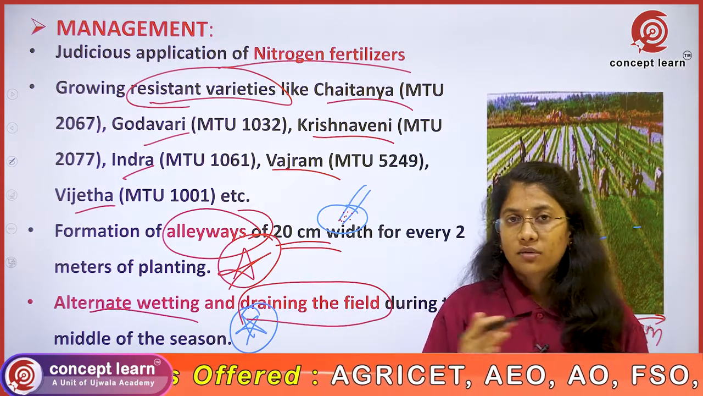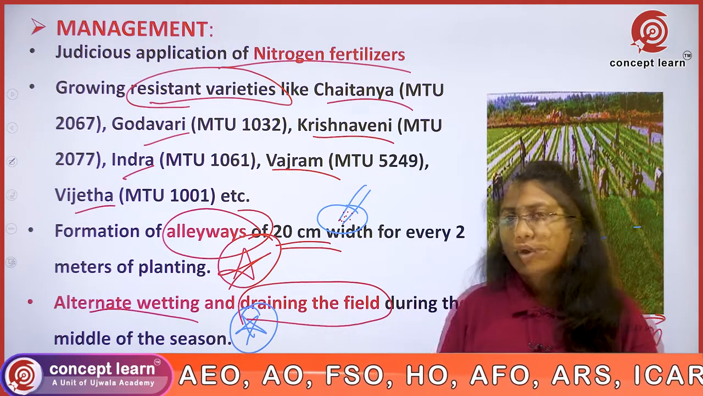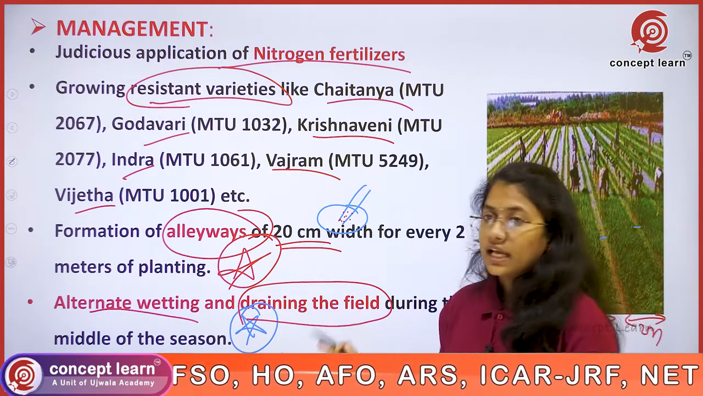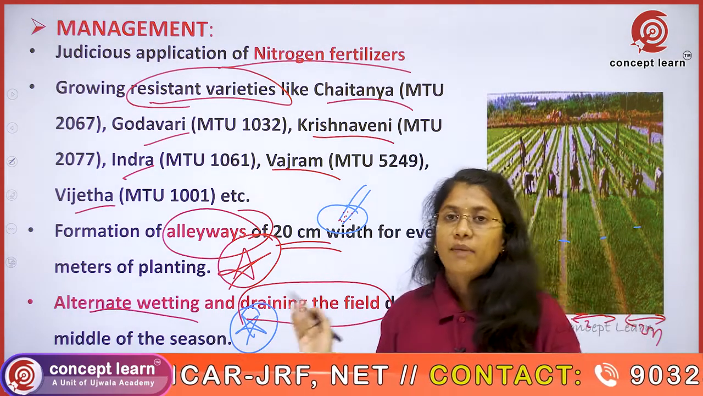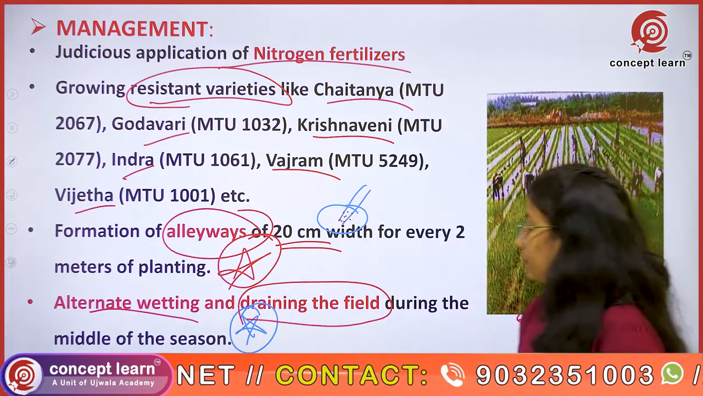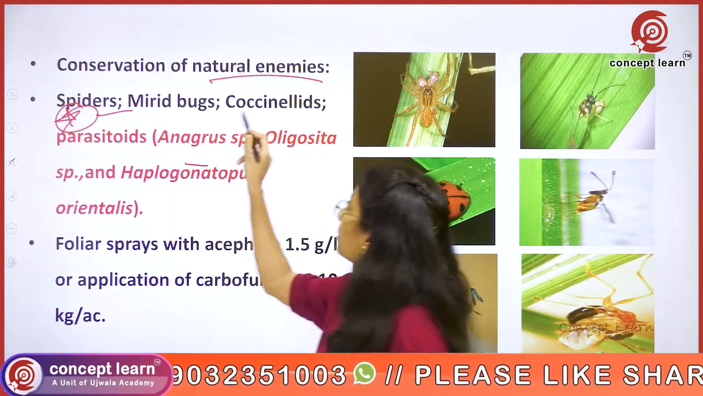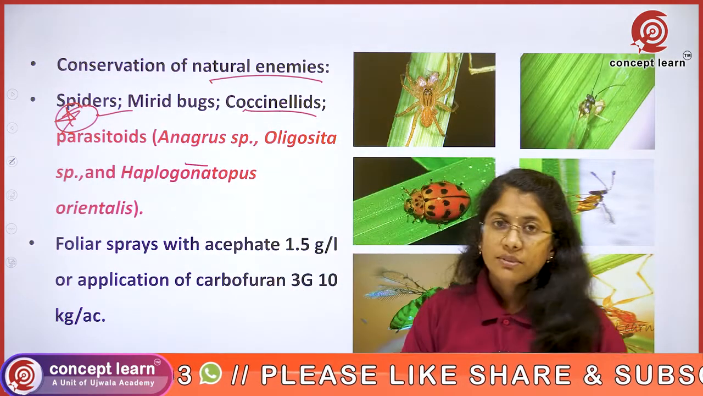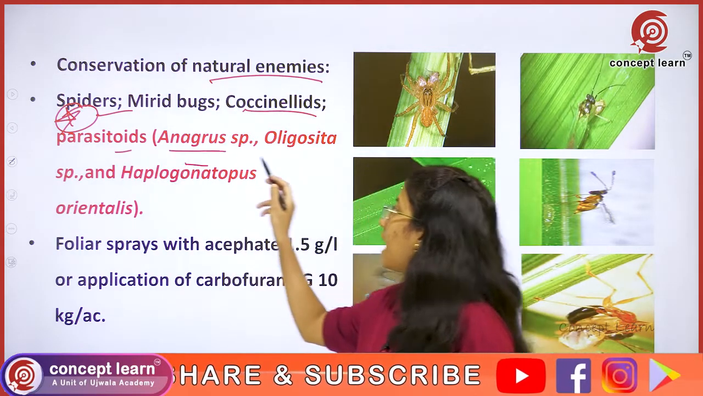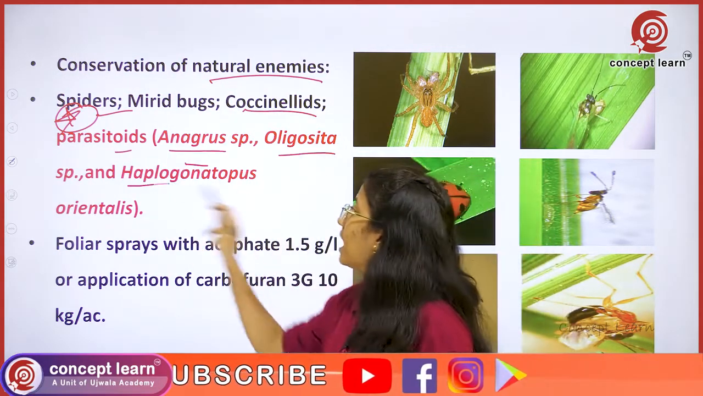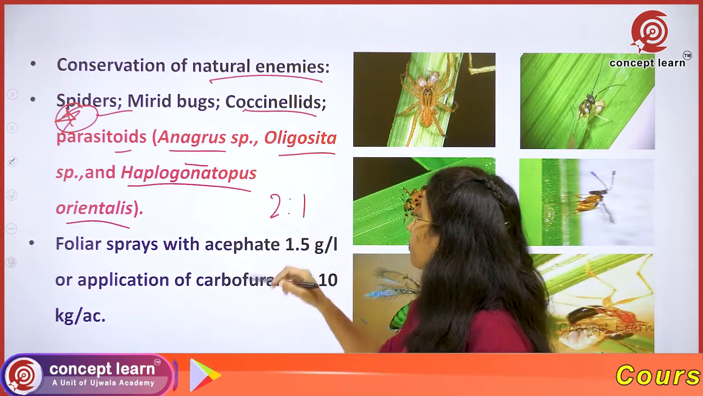If we drain that water, that is, remove the water out of the field, the insects will also be washed away along with the water, and we have to dry the field first. If we follow this wetting and drying procedure alternately, we will be able to manage the incidence of BPH. A few natural enemies are also very important, that is spiders, mirid bugs, coccinellids, which help in reducing BPH populations, and a few parasitoids like Anagrus species, Oligosita and Haplogonatopus orientalis.